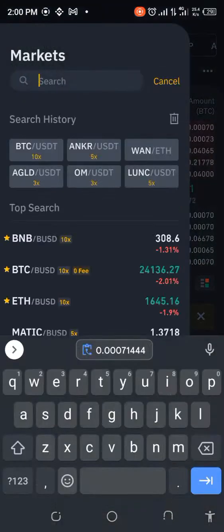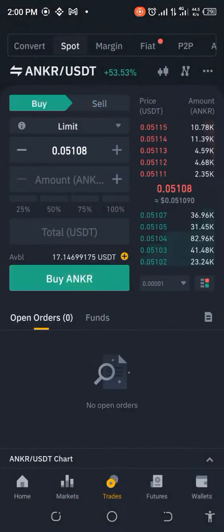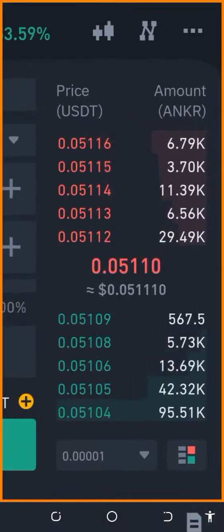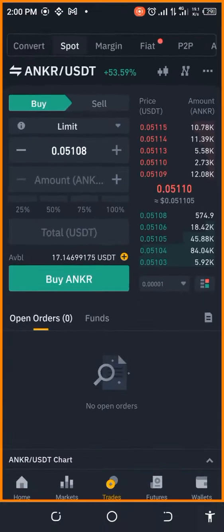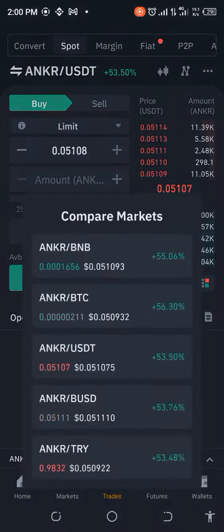I'm sure definitely we're going to make a profit. I had to subtract part of it. So let me go back to ANKR USDT. What is the price right now? Okay, the price is 05110. Let's go check the compare markets.